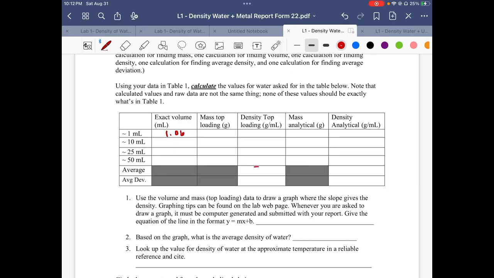Then you're going to show me a representative calculation for the average here for the top loading density, and the average here for the analytical density. And then notice here there's an average deviation, and in order to find that average deviation, we're going to go back to the procedure.